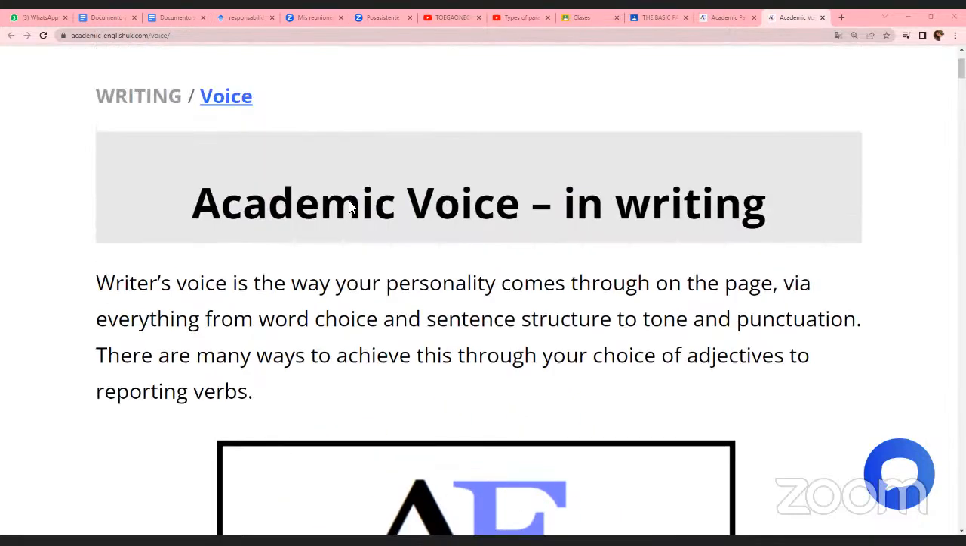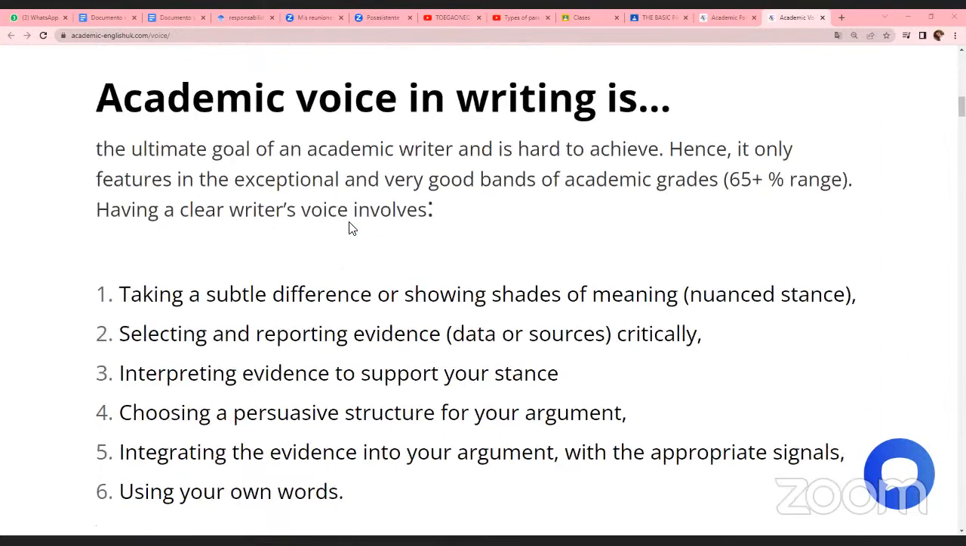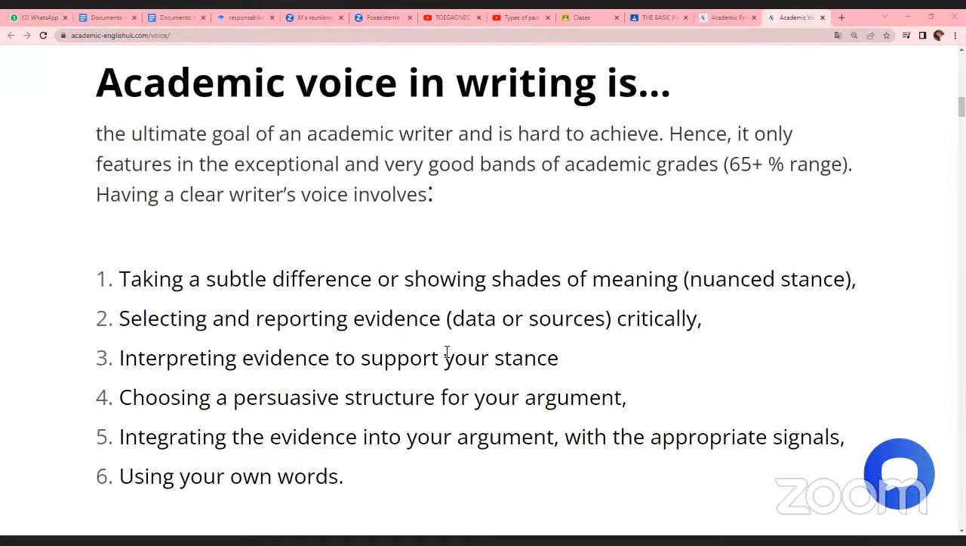Okay, so we have the academic voice in writing. A writer's voice is the way your personality comes through on the page, right? Via everything from word choice and sentence structure to tone and punctuation. There are many ways to achieve this, from your choice of adjectives to reporting verbs. And this is something we'll learn, okay? The reporting verbs, where we report what another person has said.